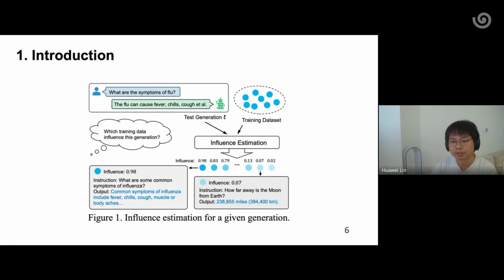So in this example, our data sample with the highest influence score is about flu symptom. As we can see, the influence score is 0.98. And the other unrelated samples had a lower influence score, as they are about unrelated content.